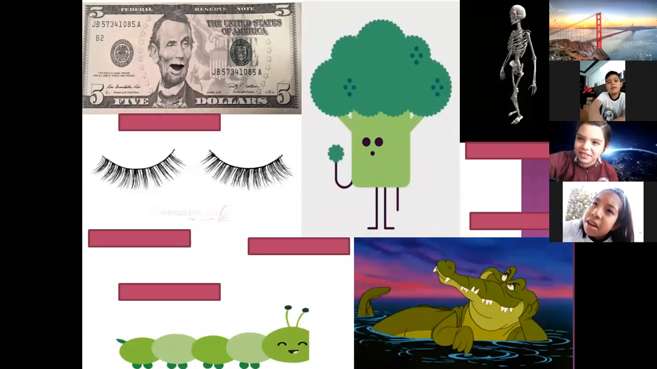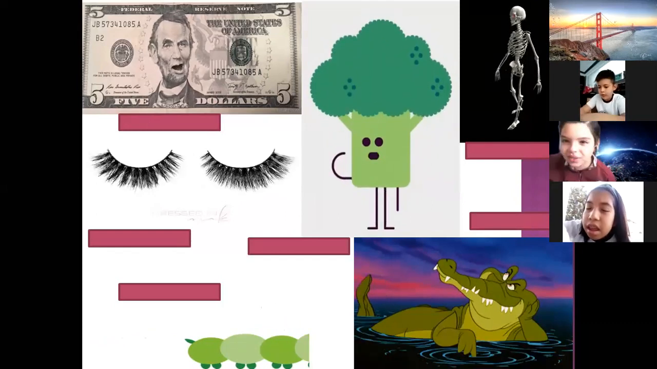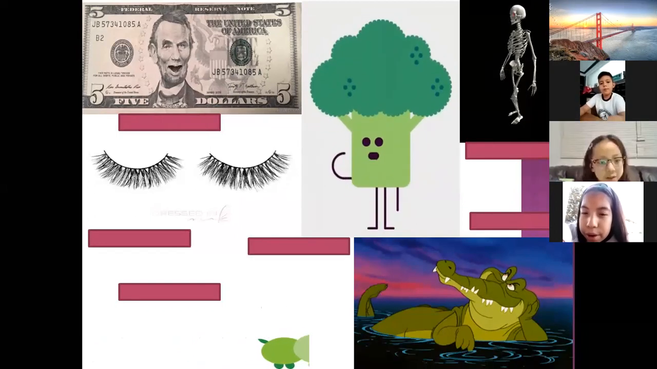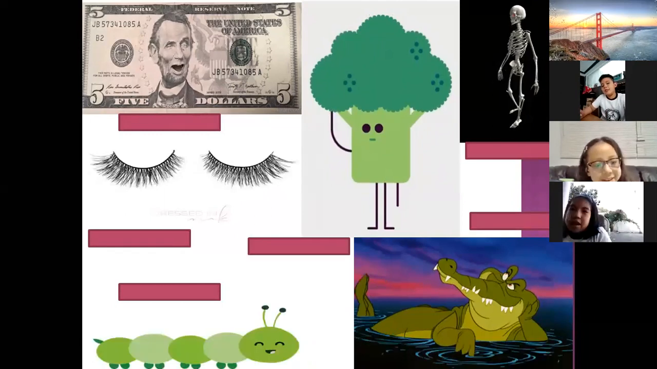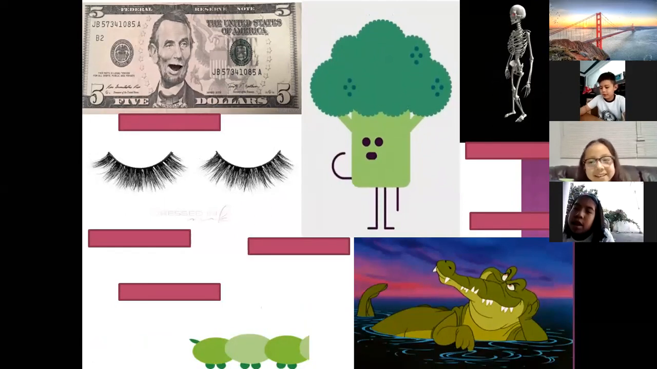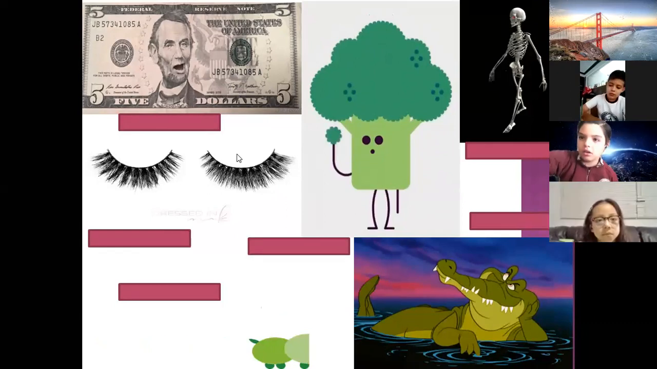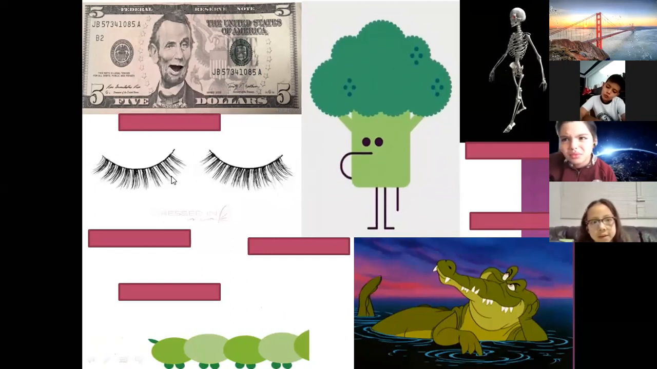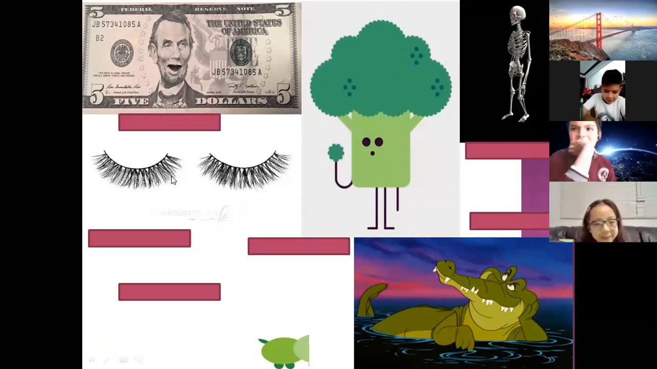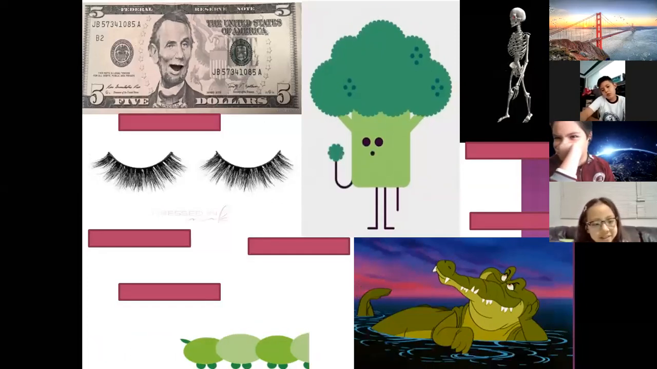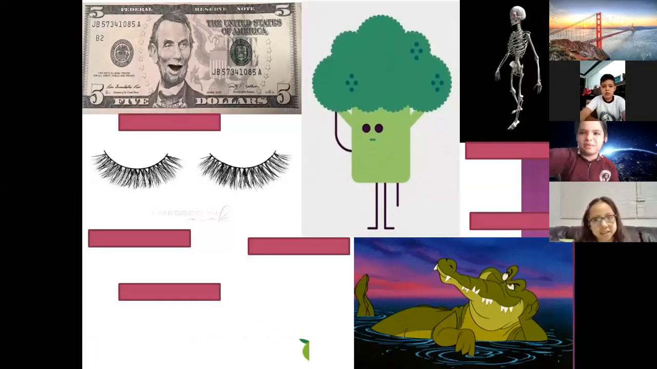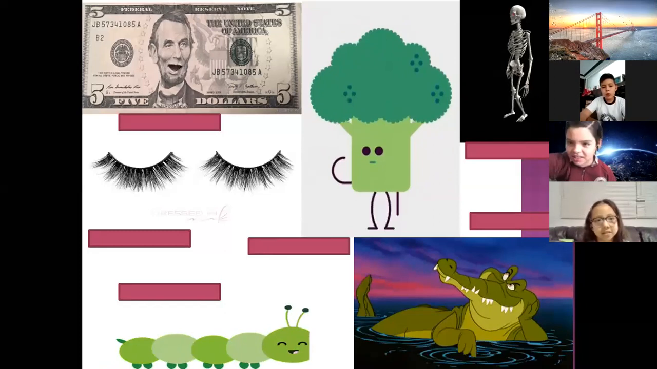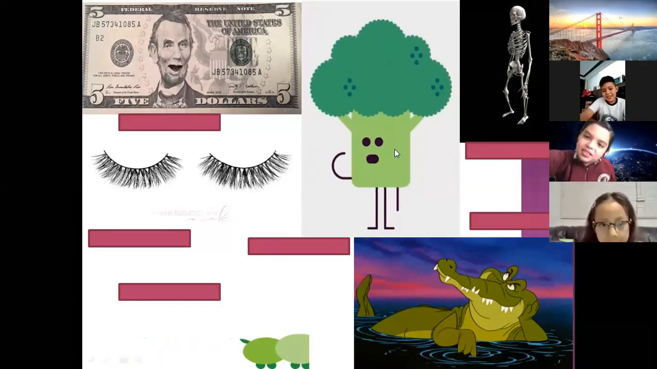Money. It's a dollar. Okay, repeat. Dollar. No, it's dollar. Check dollar. The pronunciation. Excellent. Very good. Okay, the number two, what is that? Eyelashes. Excellent. Eyelashes. The number three, what is that?